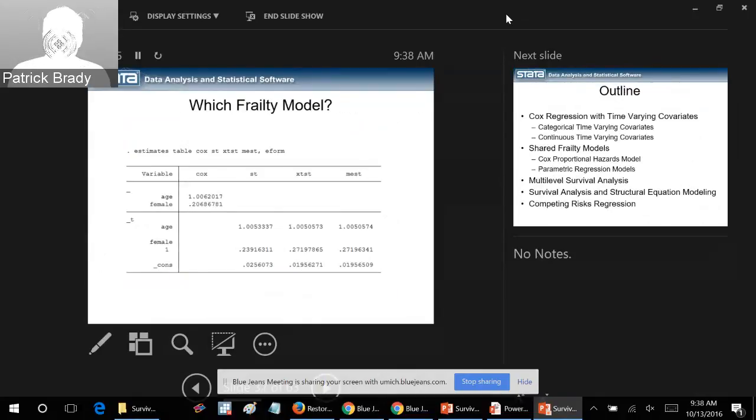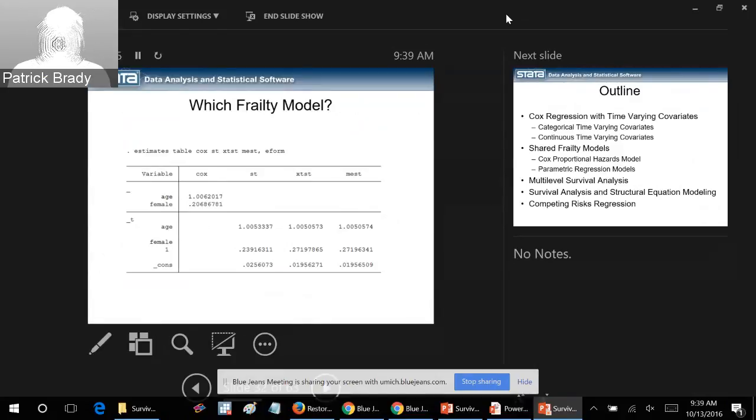So if I actually gather up all my estimates and put them in a single table, these are my estimates for my Cox model for age and sex, age and female. And then these, ignoring the constants, are the results for ST-reg, XT-ST-reg, and multi-level ST-reg. And you notice that they look almost identical, with the exception of these two have slightly smaller hazard ratios for female. And I'm not sure if that's because of the functional form. I think it has to do with whether you assume a gamma frailty or whether you assume inverse Gaussian or whatever.